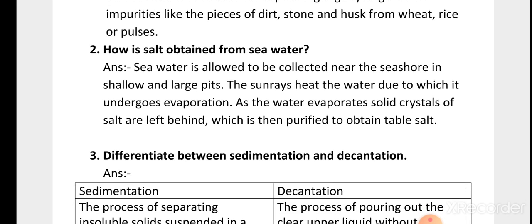Question number 2. How is salt obtained from seawater? Answer. Seawater is allowed to be collected near the sea shore in shallow and large pits. The sun rays heat the water, due to which it undergoes evaporation. As the water evaporates, solid crystals of salt are left behind, which is then purified to obtain table salt.